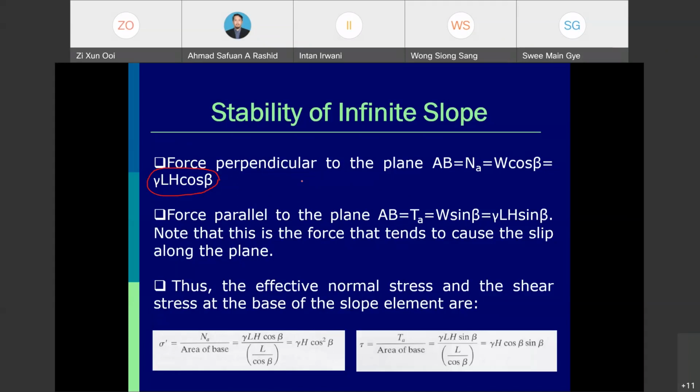Now we want to get the effective normal stress and the shear stress at the base of the slope element. So the NA needs to be divided by the area of the base.